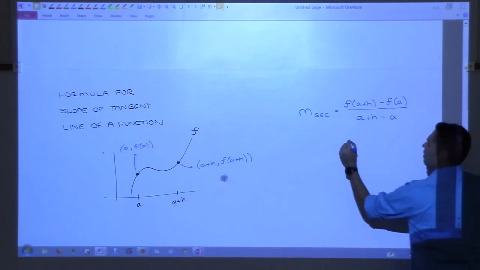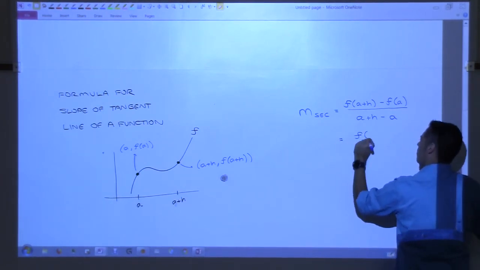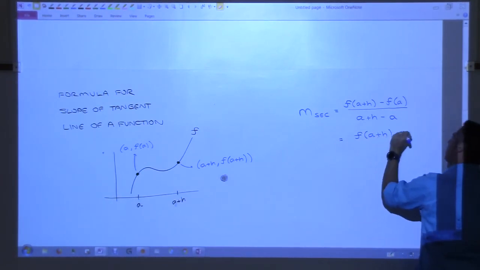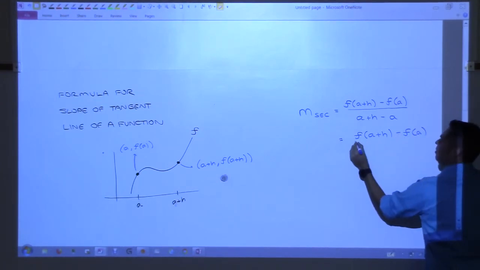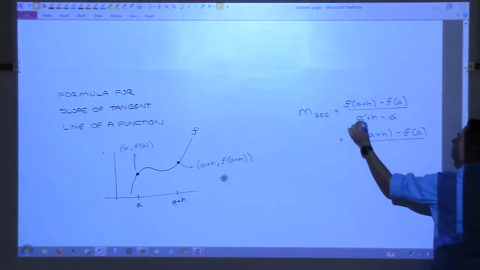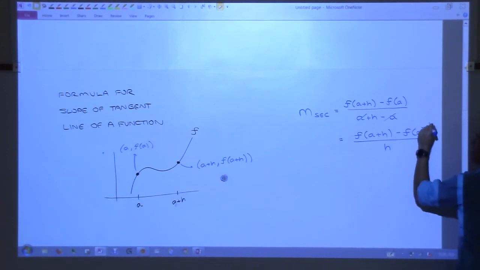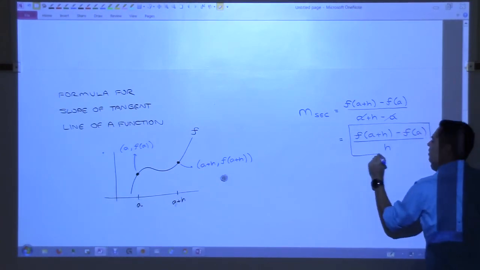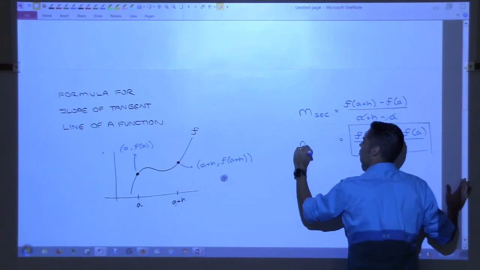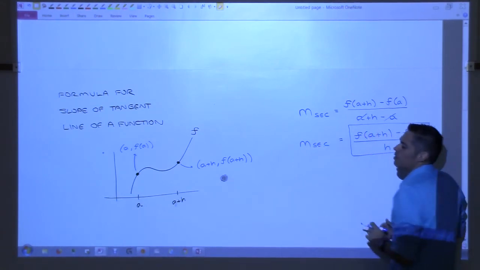And then there's one more thing we can do to clean this up. In the denominator, we want to just simplify this. The a's will cancel and you just get h. Okay, so this is the slope of the secant line. Is that what we're interested in? It's not what we're interested in.